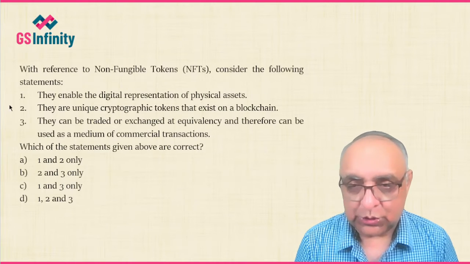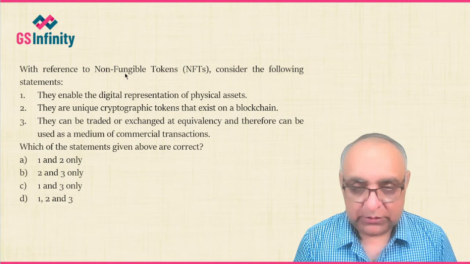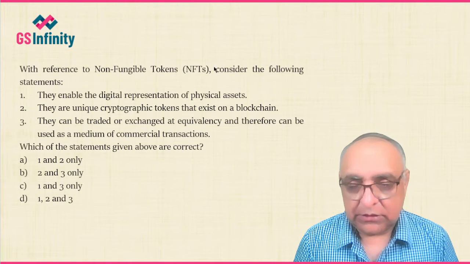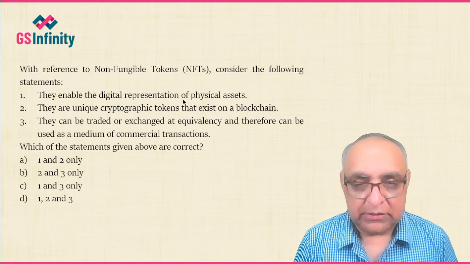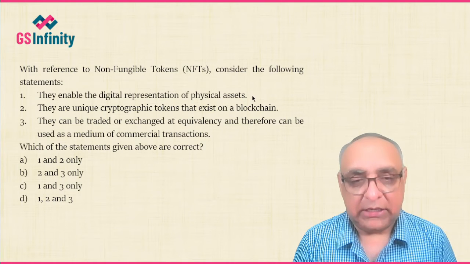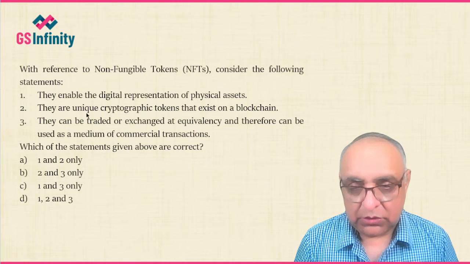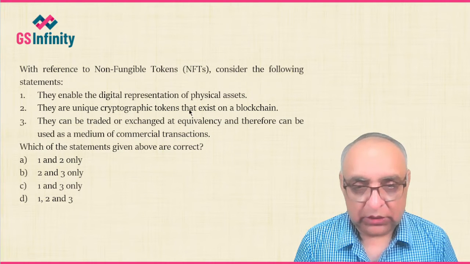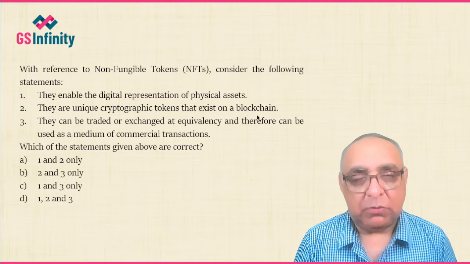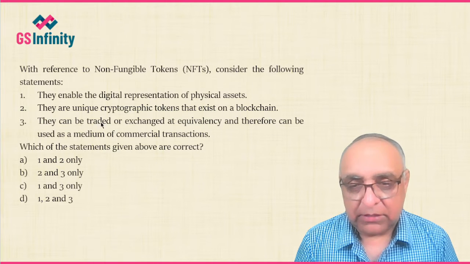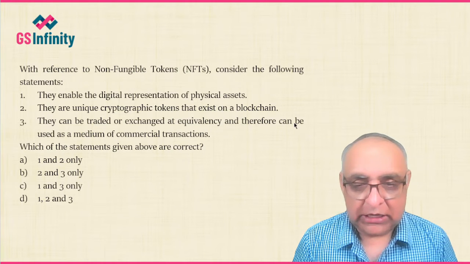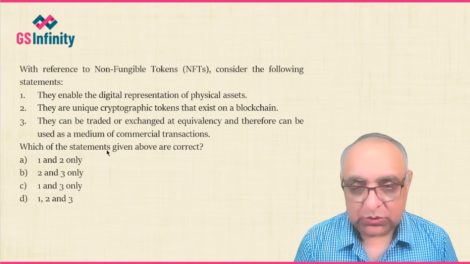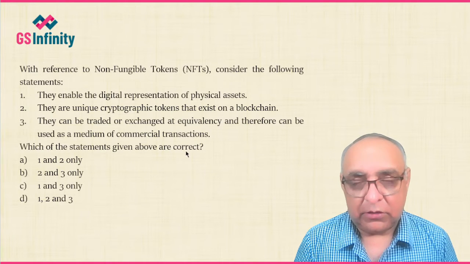The second question: with reference to non-fungible tokens, consider the following statements. One, they enable the digital representation of physical assets. Two, they are unique cryptographic tokens that exist on a blockchain. Three, they can be traded or exchanged at equivalency and therefore can be used as a medium of commercial transactions. Which of the statements given above are correct?